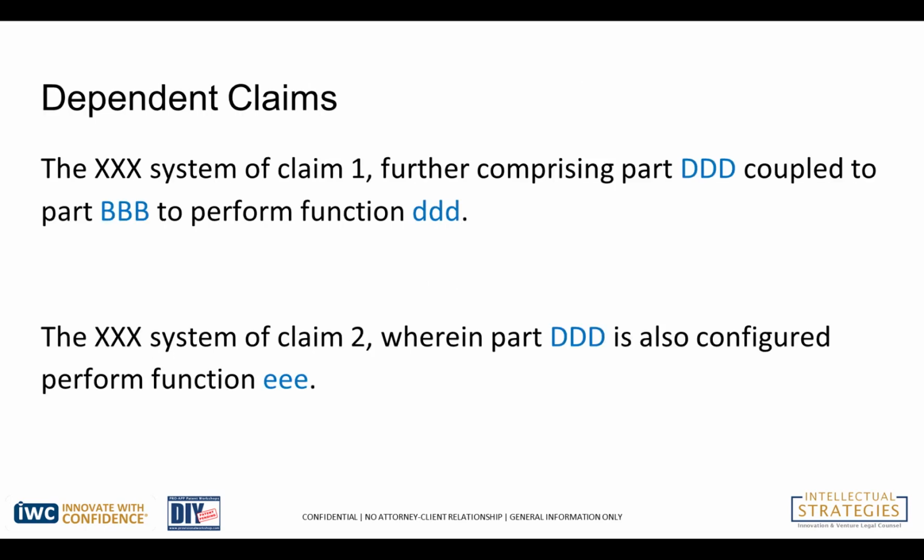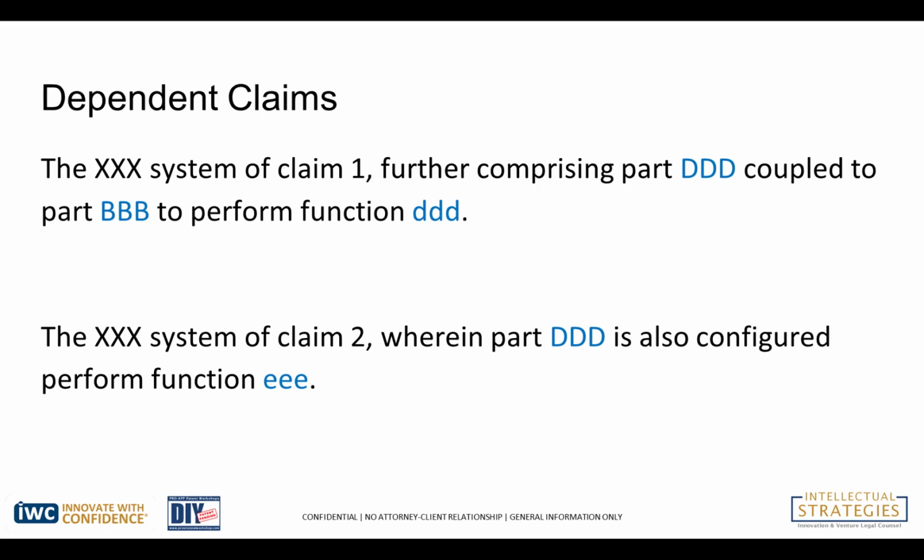In contrast to the independent claims we've looked at, here are a couple dependent claims, and you'll notice that these dependent claims have one very specific addition that doesn't show up in any of the independent claims. These dependent claims refer back to other claims. So if we had an independent claim labeled as claim number 1, and you'll see a little bit of this in the sample provisional patent application for the tool storage system, if the independent claim is labeled claim number 1, then claim number 2 might refer back to the independent claim by saying the system of claim 1, further comprising part DDD coupled to part BBB to perform a function.